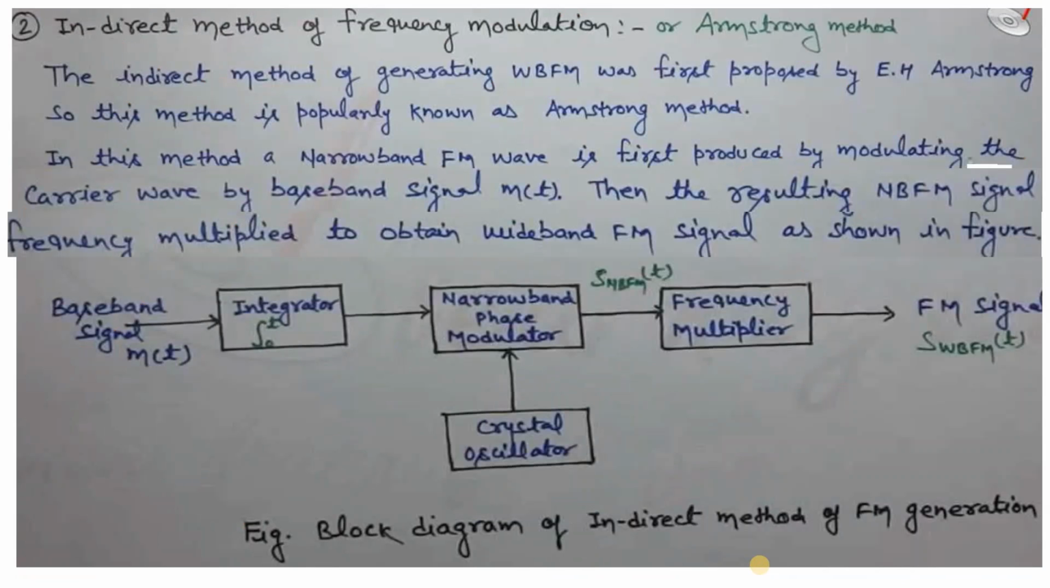Then the indirect method of frequency modulation, or Armstrong method. In the indirect method of generating wideband frequency modulation, first it produces narrowband frequency modulation. The carrier wave is modulated by the baseband signal M of t. Then the resulting narrowband frequency signal is multiplied to obtain the wideband frequency signal, as shown in the figure. Here we have a narrowband phase modulator. Already you know that when using a phase modulator, you have to integrate the signal. We have the integrator for the baseband signal. Then it is applied to the narrowband phase modulator. Then the resultant output is the narrowband FM.